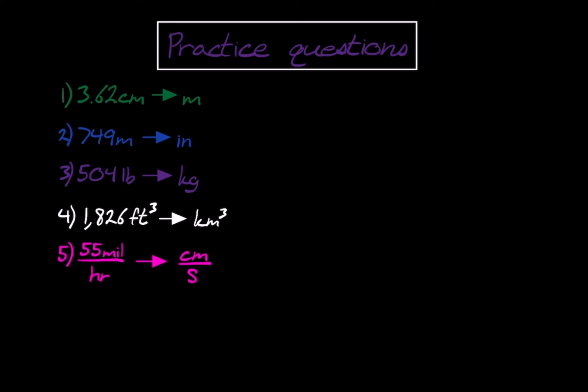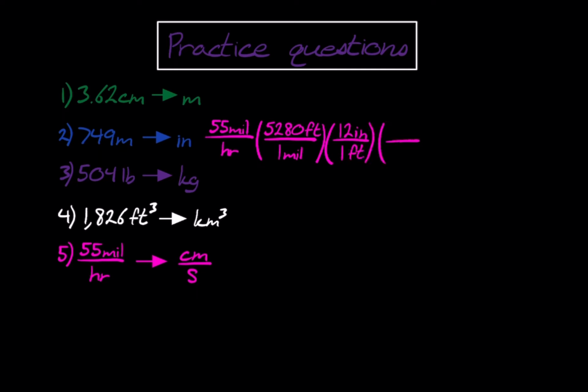And for number 5, this is where we don't just cancel out the unit on top, but also the one on bottom. But again, it's the same idea. Put the unit we want to cancel on the opposite side, and they'll cancel out. So the equation looks like this: 55 miles per hour, open parentheses, 5,280 feet over 1 mile, close parentheses, open parentheses, 12 inches on top, 1 foot on bottom, close parentheses, open parentheses, 2.54 centimeters on top and 1 inch on bottom, close parentheses.